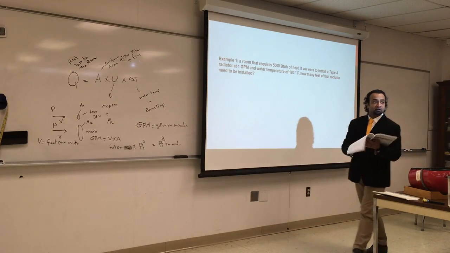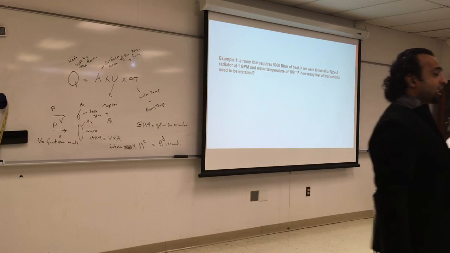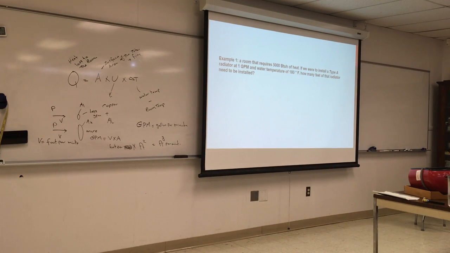Let's look at the table. Anybody have a table? Go to type A, 1 gallon. Type A. Go over to 1 gallon. 550. Fantastic. So now what do I do?